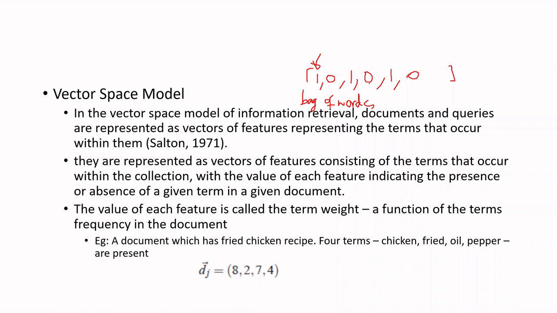So you have a set of words and you indicate whether each is present or not. The value of each feature is called a term weight. Here it is either 1 or 0, and it is a function of the term frequency in the document. You can also have it as a frequency. Here we said it is presence or absence of a term, but we can also use the number of times, the frequency of occurrence of that term in the document. For example, a document about fried chicken recipe has only 4 terms: chicken occurs 8 times, fried twice, oil 7 and pepper 4. So this is one way of representing this particular document using a vector space model.